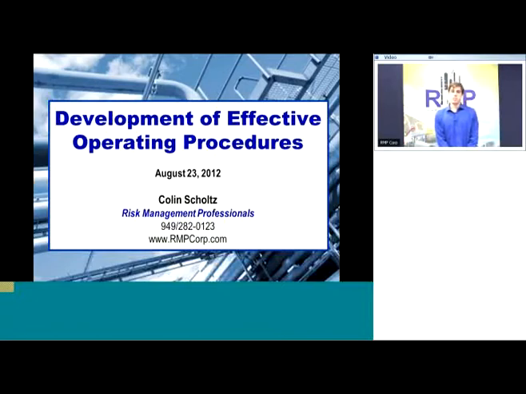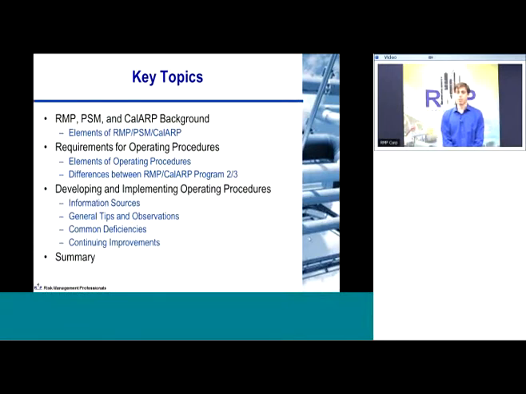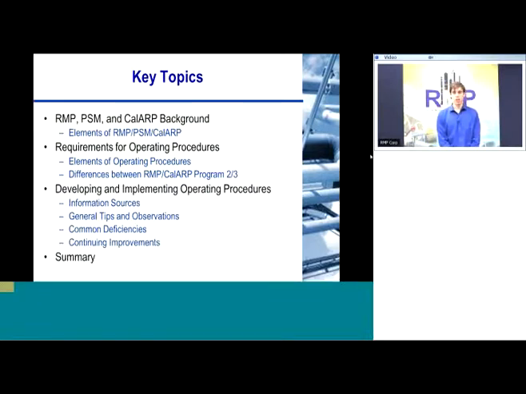So the key topics that we'll be talking about today, first I'll do a little bit of background into CalARP, RMP, PSM. We'll look at the different requirements of them and just the elements of each, and how operating procedures is just one element of an effective safety management system. From there, we'll look at the basics. We'll start with the regulations for operating procedures. In this particular instance, we'll focus on Program 3 and Program 2 and the differences between those two for RMP and CalARP applications.